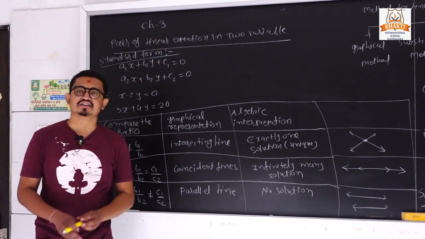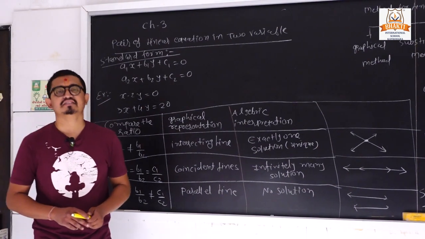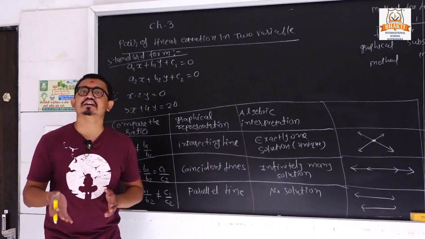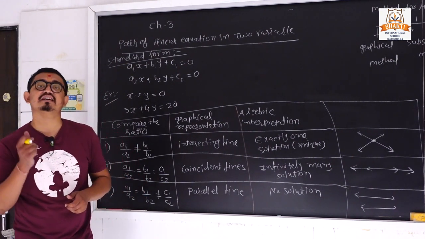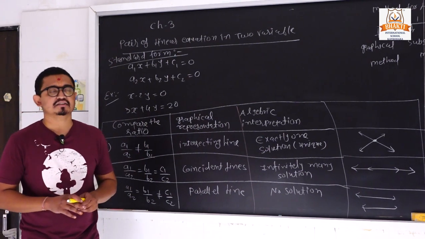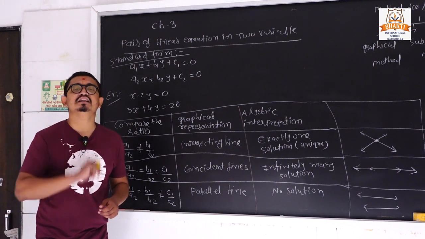In the last lecture you may remember we learned how to make the equation. Suppose a situation is given. From the situation we can make the equation, but here we have two variables, x and y. So in this topic we will discuss how to find the solution of the linear equation.